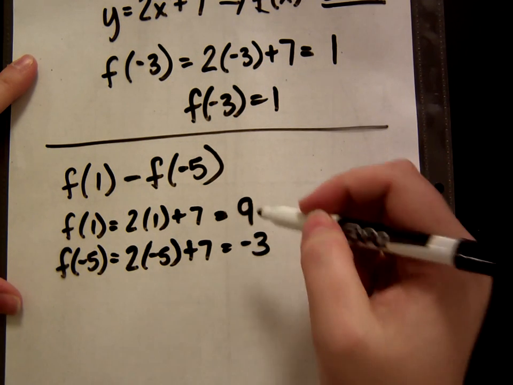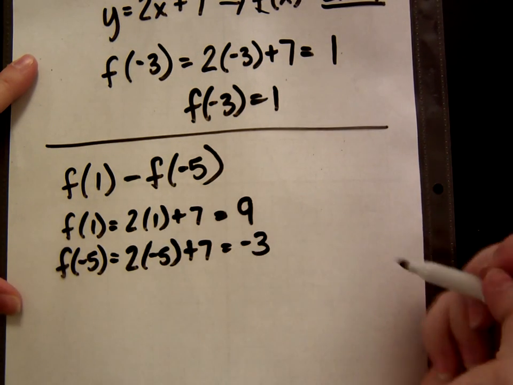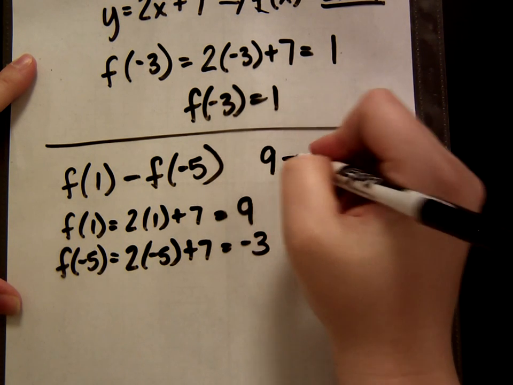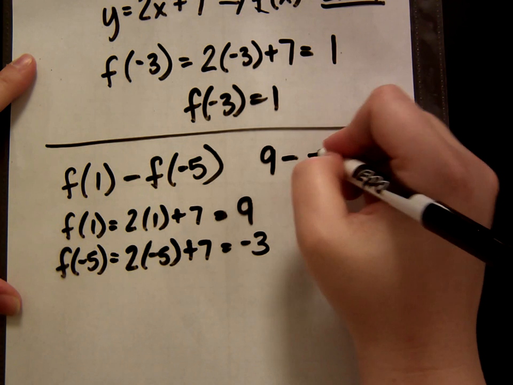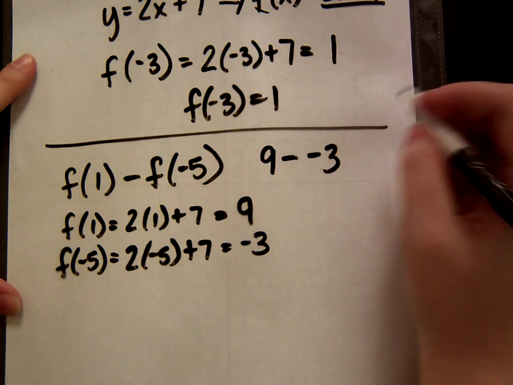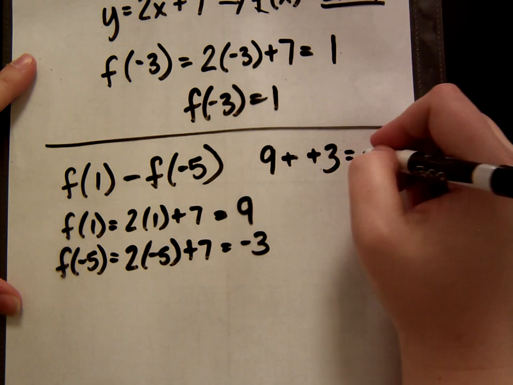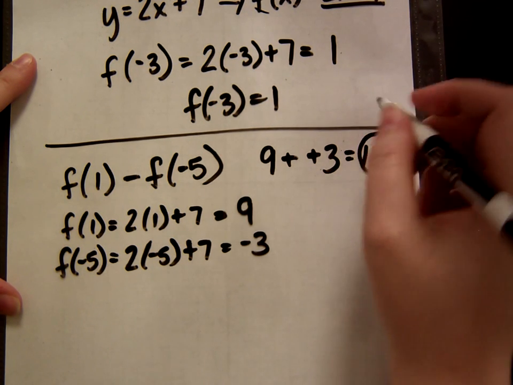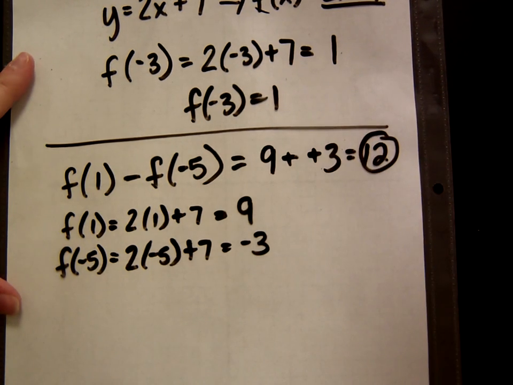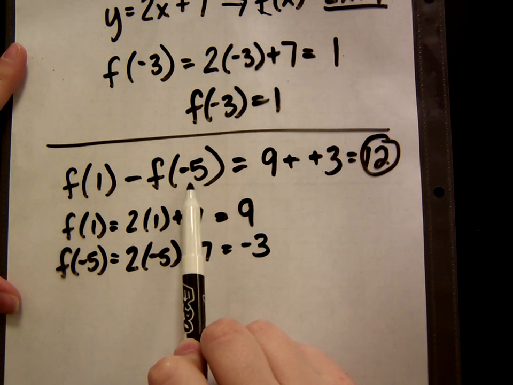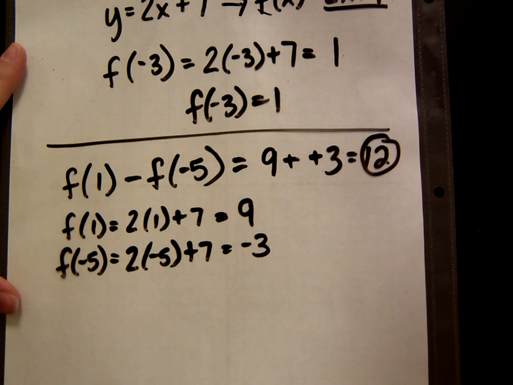Then I take these 2 values and plug them in here. I know f of 1 is 9 minus f of -5 is -3. Subtracting a negative is really just addition, so 9 plus 3 gives me 12. So function notation is just a way to say, okay, I'm plugging this in for x.